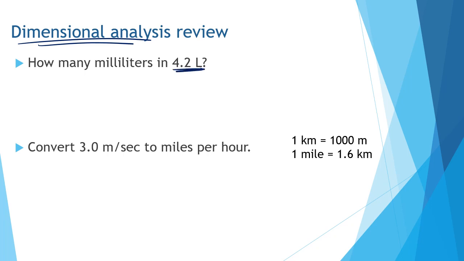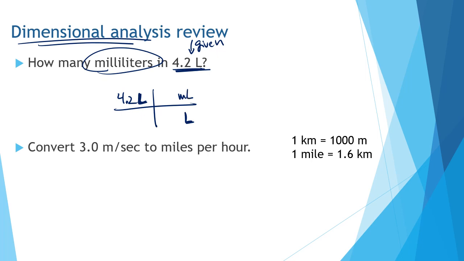So I have to figure out how many milliliters are in 4.2 liters. We always start with our given. Our given is 4.2 liters. I'm going to set up my railroad tracks, and I'm going to figure out how many milliliters are in these liters by putting together my conversion factor. I have liters here on the top. I'm going to put liters on the bottom so that my liters cancel out. I want to turn liters into milliliters, so I'm going to put milliliters on the top here. I need to know how many milliliters are in 1 liter. I remember that there are 1,000 milliliters in 1 liter.